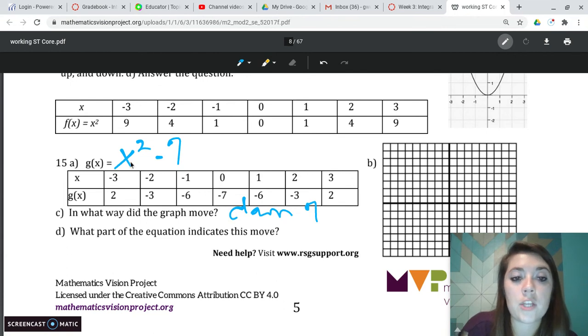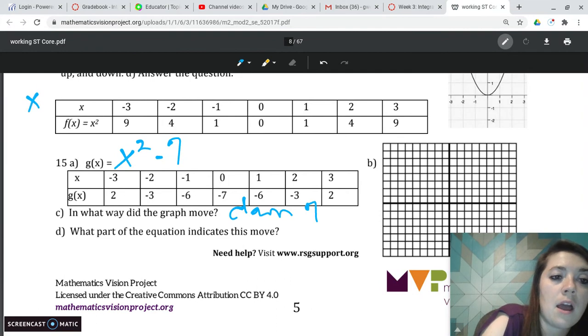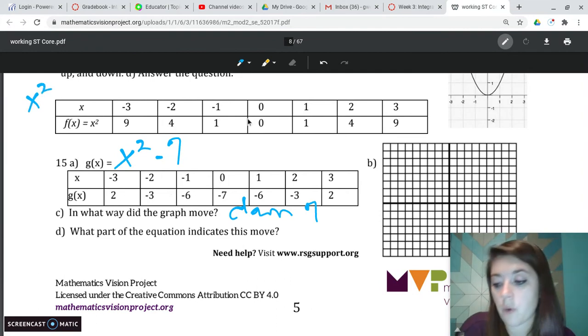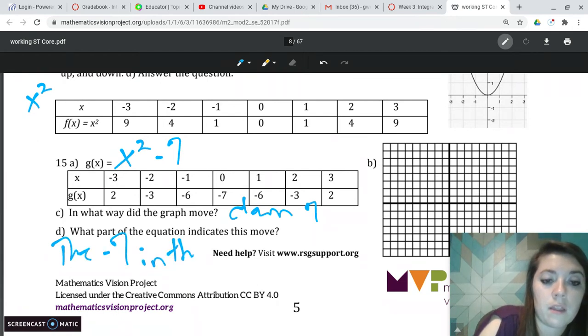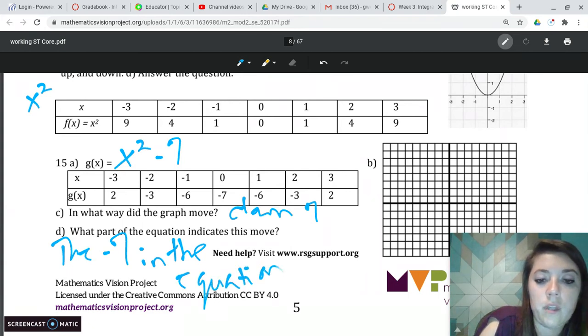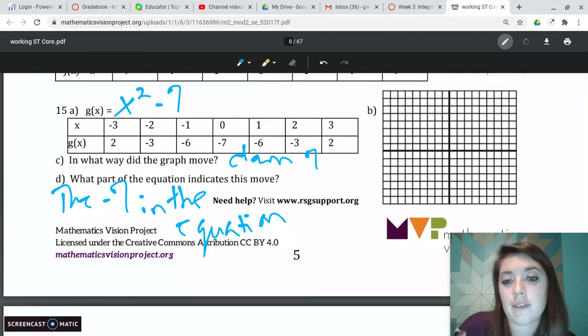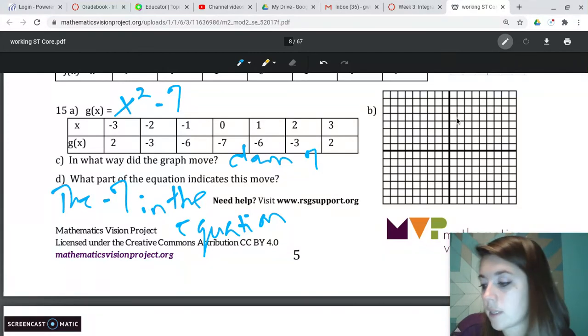And if we look at the equation, what part of this equation indicates the move? So think about it. This is just x squared. This is x squared minus 7. So the negative 7 in the equation. All right, now we need to take and graph this. I know I did them a little out of order, but it's okay.